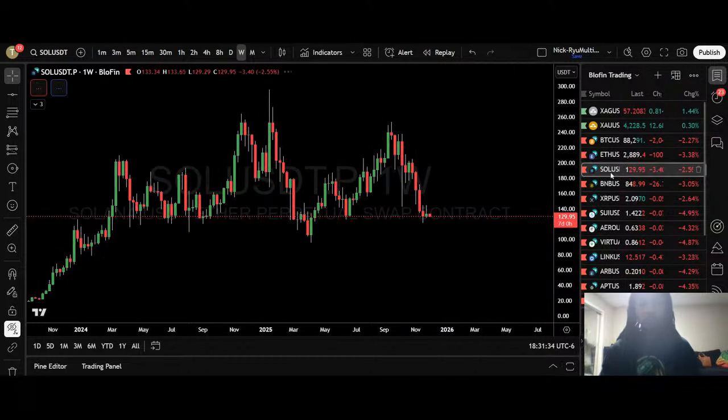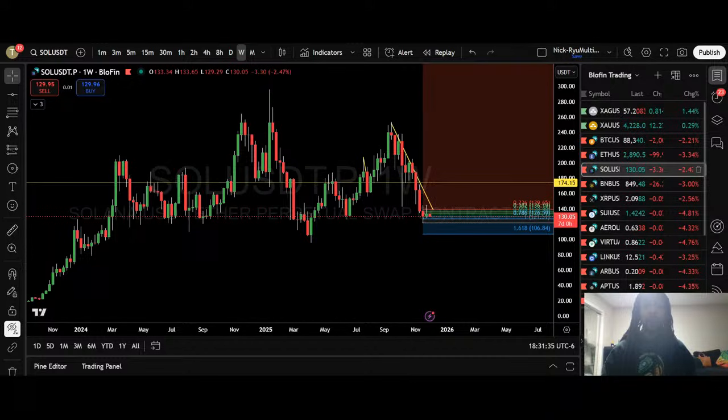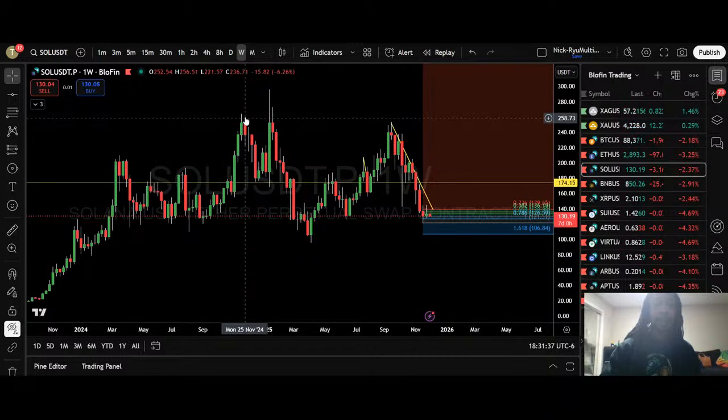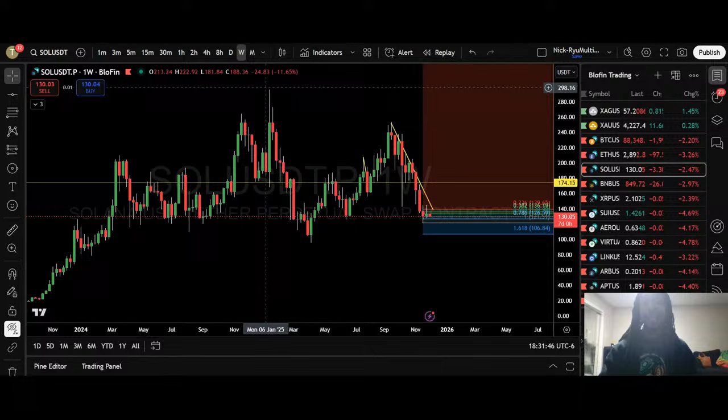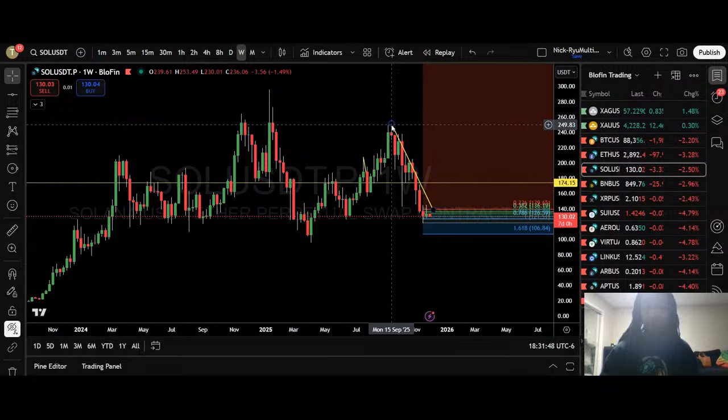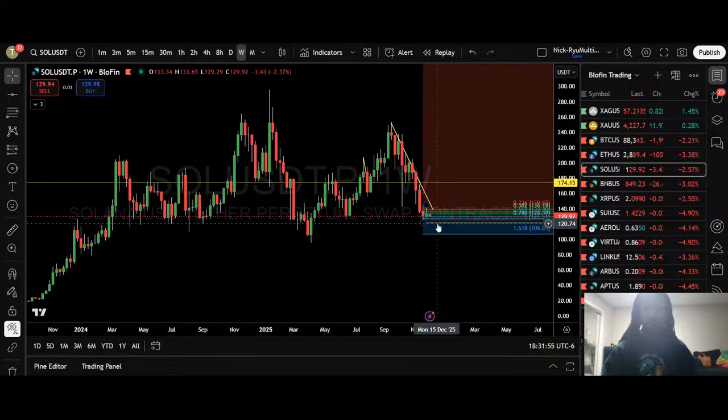Let's zoom on out on Solana. Since we're already on a weekly, let's talk about it. Solana has peaked here at $260. We've seen it tested a couple of times. It ran up to 298, found another peak here on September 15th around the 250 area, and since then we've been in a downtrend on the weekly.